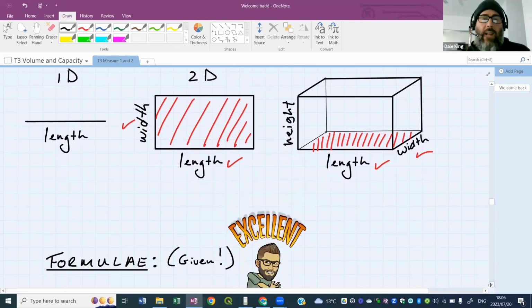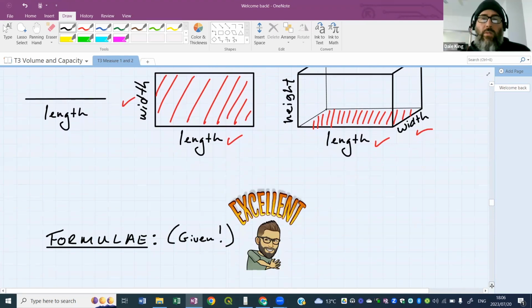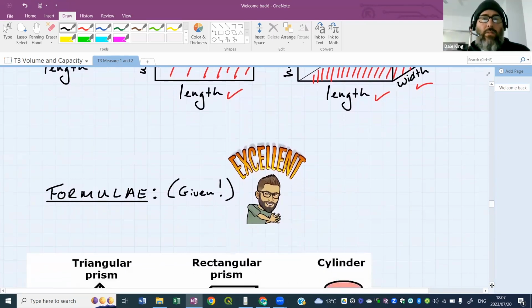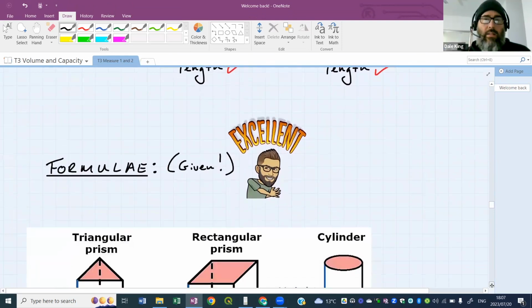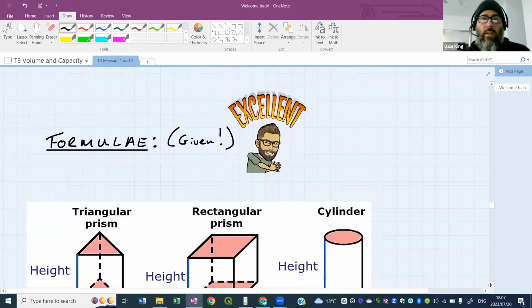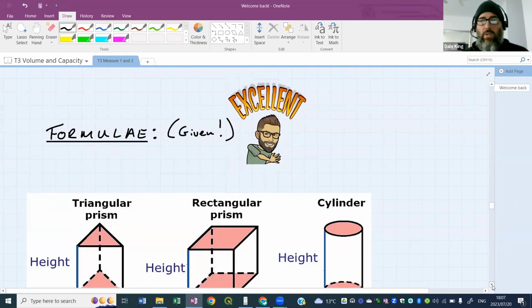Now, in terms of the volume formulae, they're always given to you, which is excellent. The formulae are always given to you, always. Maybe in different formats, they look a bit different to what you're used to. Sometimes they use letters, sometimes they use words, but the formula will always be given to you. You don't have to remember them, which is really cool. Very good news for you.